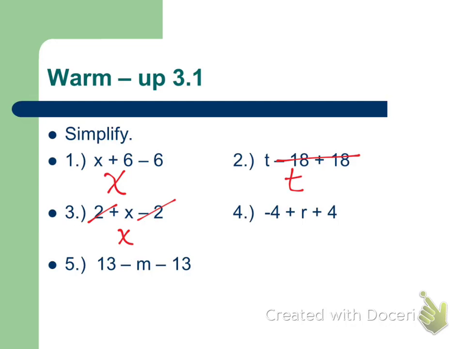Adrian, what about number 4? Very good. We just get R. The negative 4 and the positive 4 cancel each other out. Alright, number 5. Anybody get number 5 or think they got number 5? Lexi? Yeah. Close. Anybody get something different? Jaquan? Negative M. Very good. So the 13 in the front and the minus 13 in the back zero out. But this M is negative or minus. So we have to keep that sign with it. All the other ones were positive, so we didn't have to worry about it on any of the other ones.